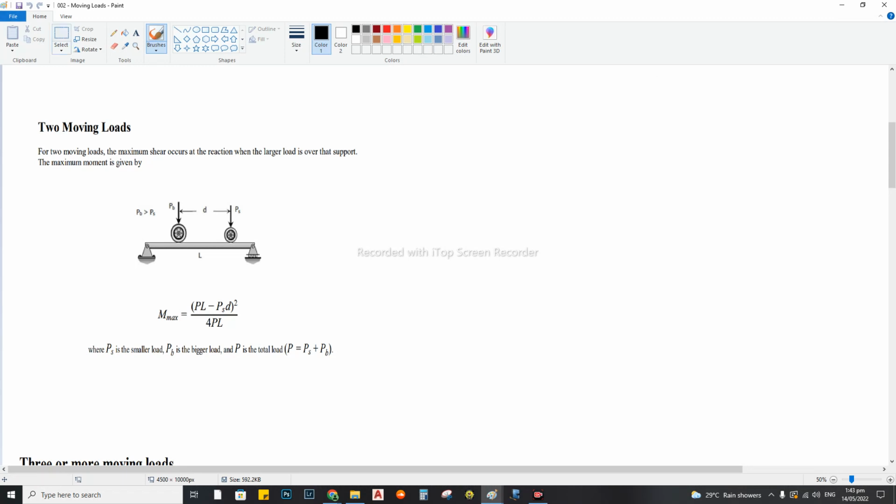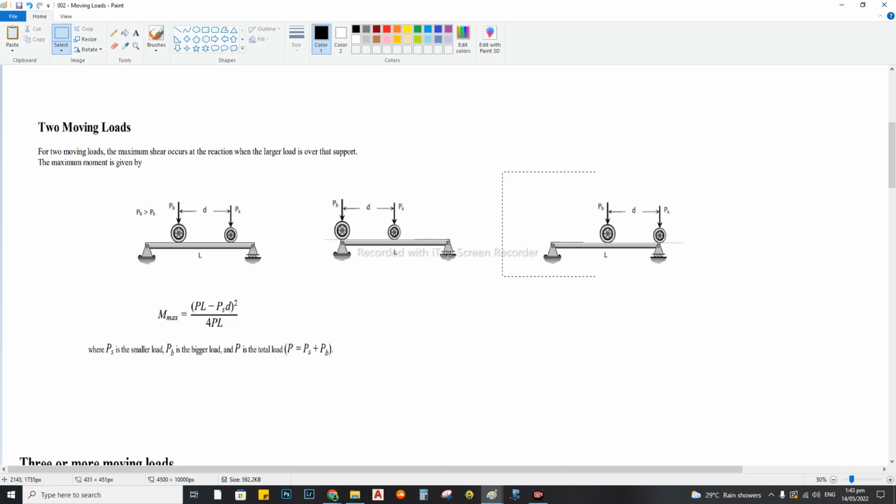So we have two loads here. To get the maximum shear, you alternate them. Case 1 is one load at one support, and case 2 is the load at the other support, and then you solve for the reaction. That is the same thing you do.